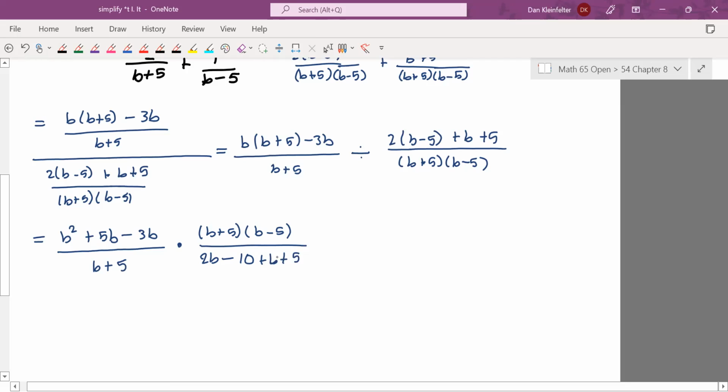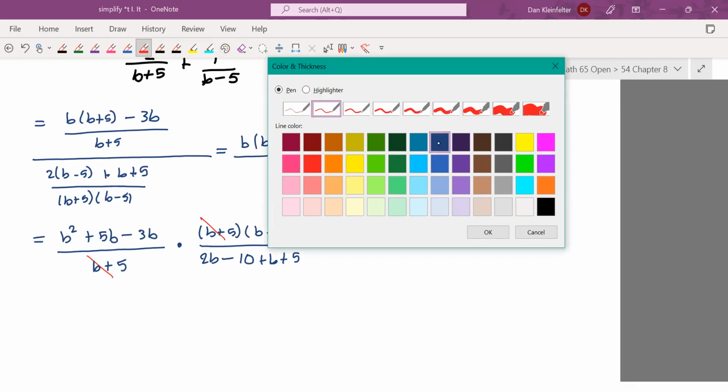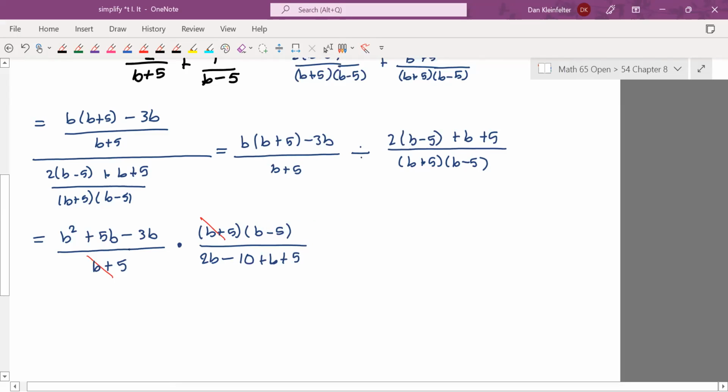Okay, so now we're almost there with this one. So a couple of things are going to happen. We're going to divide out that common factor of b plus 5. And then additionally, we'll continue combining like terms in that numerator and denominator. So we'll have b squared plus 2b, and now that's over 1, times b minus 5 divided by 3b minus 5.